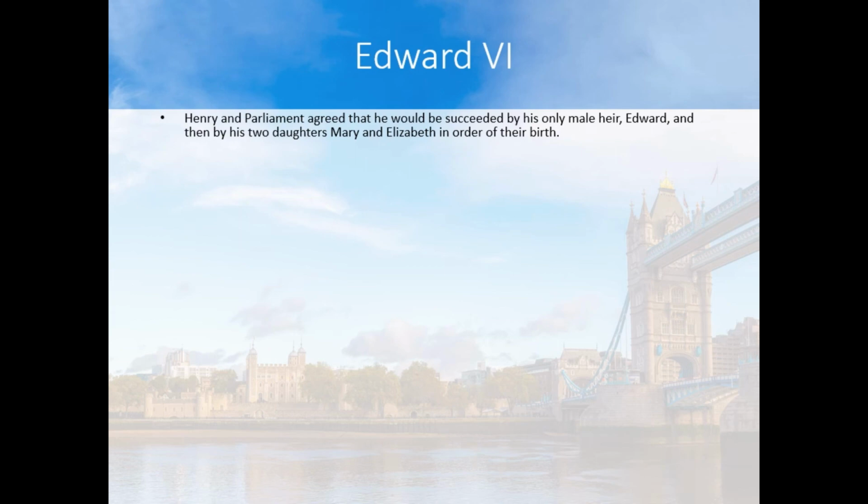Henry and Parliament agreed that he would be succeeded by his only male heir, Edward, and then by his two daughters, Mary and Elizabeth, in order of their birth. Edward was a sickly young man. He lived only 6 years after his father's death. So Edward did take over, but he was sick. And he didn't live a long time after his father's death, so this little succession plan is going to come into effect.